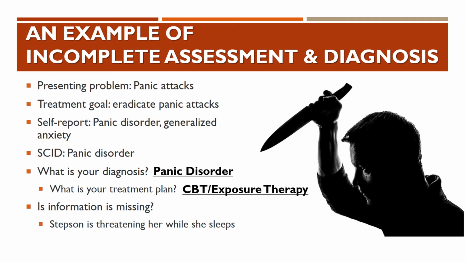He had a history of engaging in criminal behavior, and he had access to weapons. He also had been threatening to hurt her pet dog, and she had woken up on several occasions with him standing over her with a knife. Can you imagine how terrifying that must be? So the question is, if you know this now, what is your treatment plan? If you guessed that you would totally scrap CBT and exposure therapy, you're right.